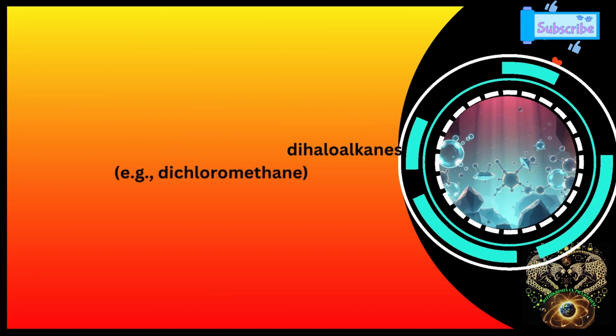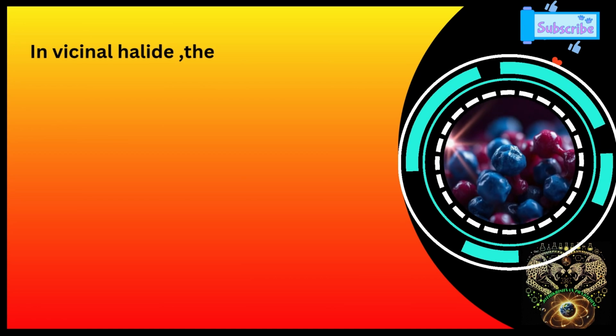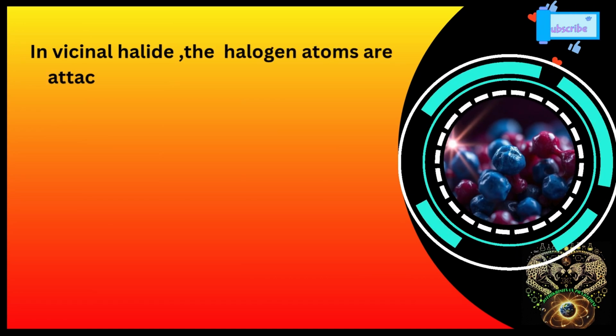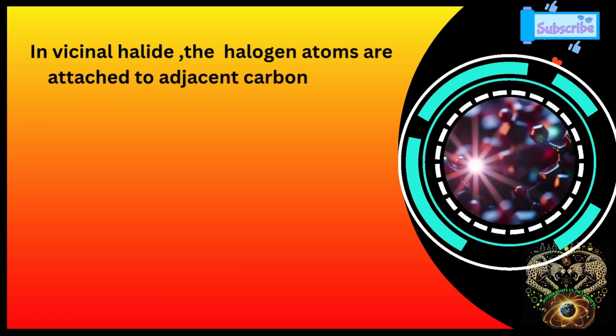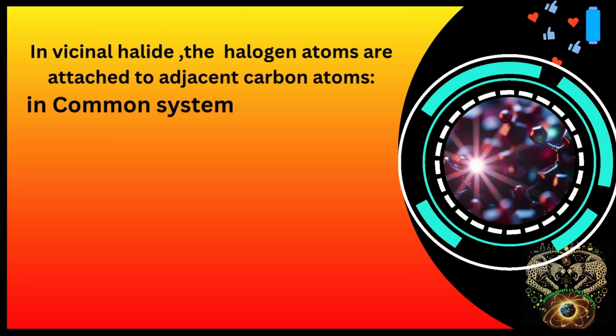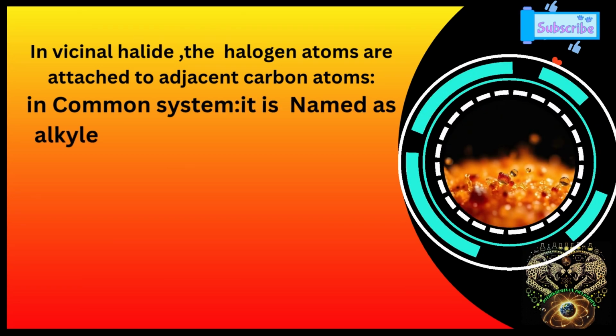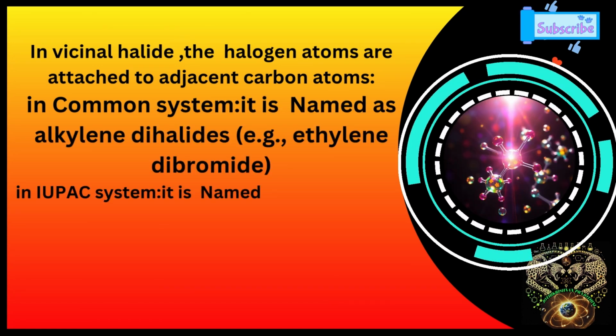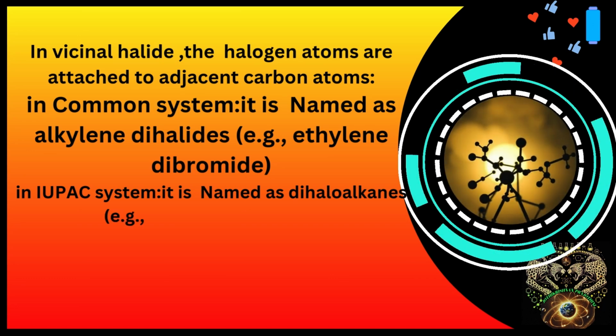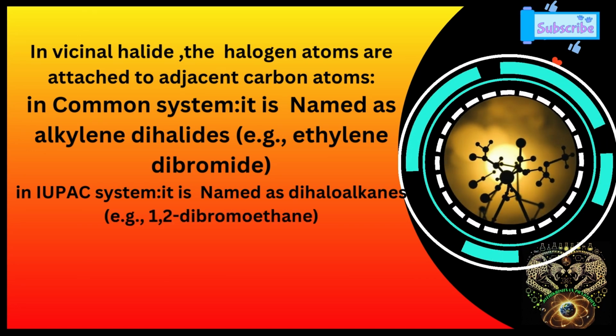In vicinal halides, the halogen atoms are attached to adjacent carbon atoms. In the common system, it is named as alkylene dihalides. Example, ethylene dibromide. In the IUPAC system, it is named as dihaloalkanes. Example, 1,2-dibromoethane.